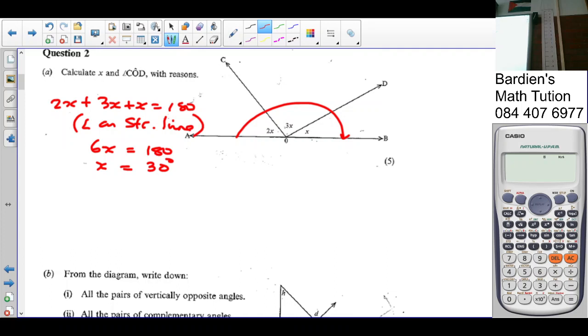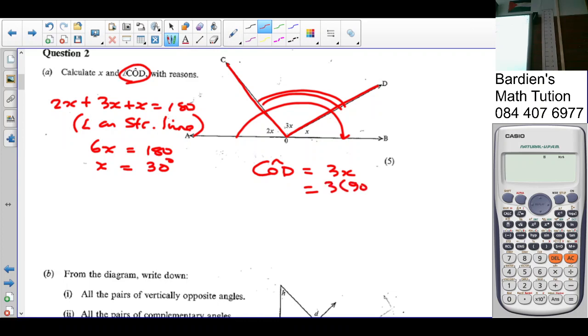Okay? But have I answered the question completely? No. The question says you must calculate COD as well. So COD, this angle here they want you to calculate. So for the angle COD, it's equal to 3x. So what is x? 30. So 3 times 30 is 90 degrees. Any confusion here?